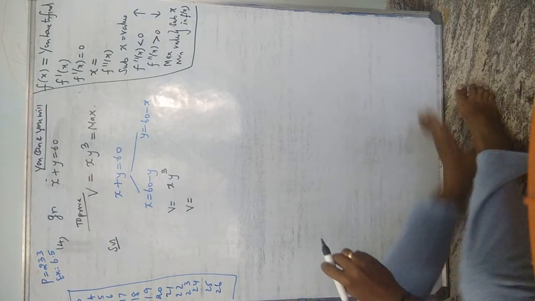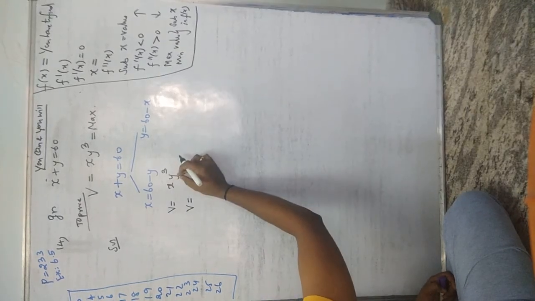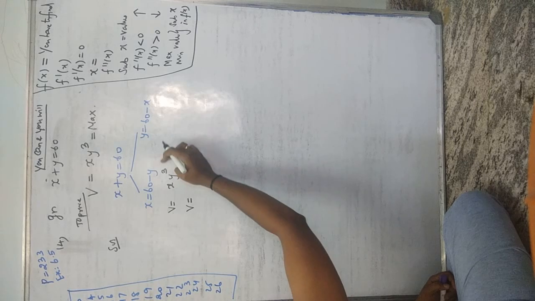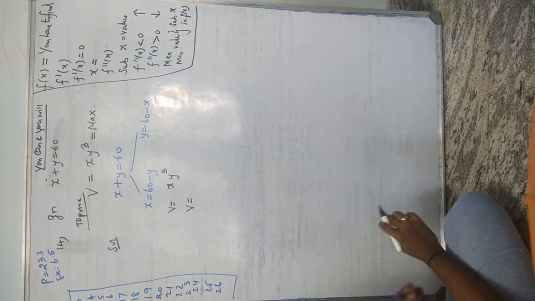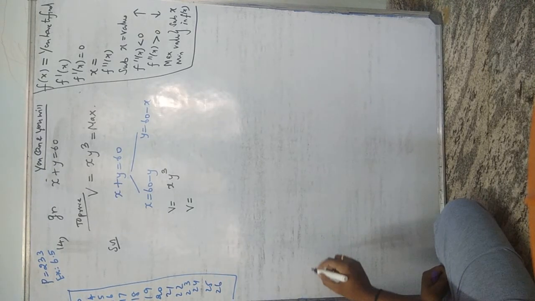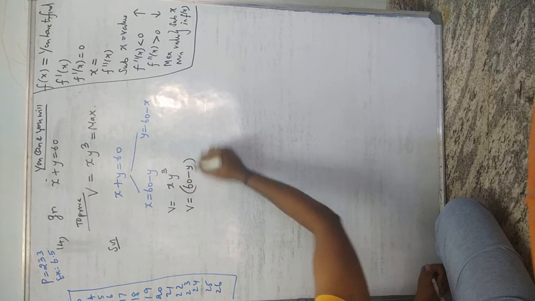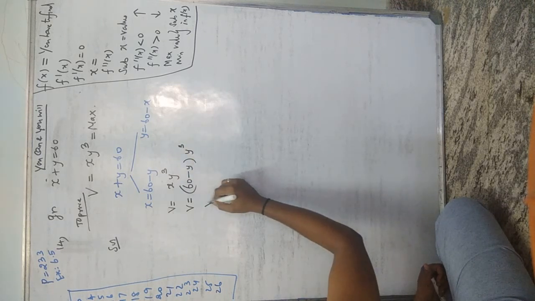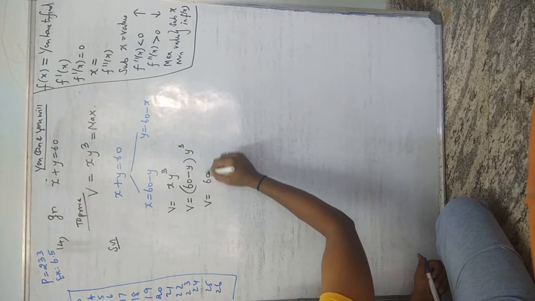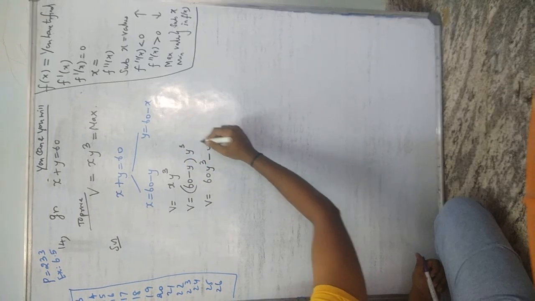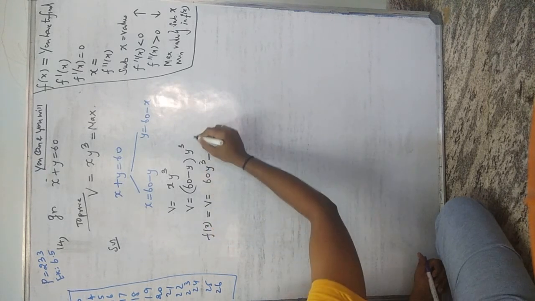Imagine if you substitute y as 60 minus x, then a whole cube comes, and the formula will be big. If you substitute x as 60 minus y, the calculation will be much less. So in place of x, put 60 minus y, into y cube. Then v equals 60 y cube minus y to the power 4. So this is your f of x.